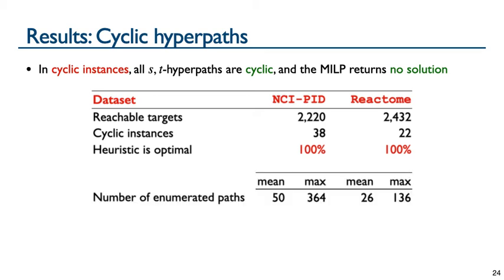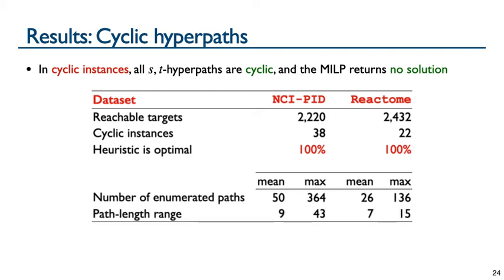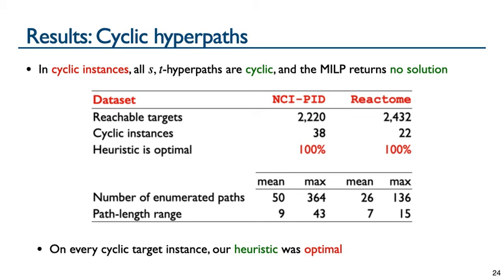We also show that the heuristic is discriminating between different hyperpaths, as there are 50 hyperpaths on average for NCIPID with a large range between the length of the shortest and longest hyperpaths, which difference was 9 on average for NCIPID and reached as high as a difference of 43. The number of enumerated hyperpaths is slightly smaller for Reactome because its hyperedges are even sparser than NCIPID's. We point out that for every cyclic target instance, our heuristic returned an optimal shortest ST hyperpath.